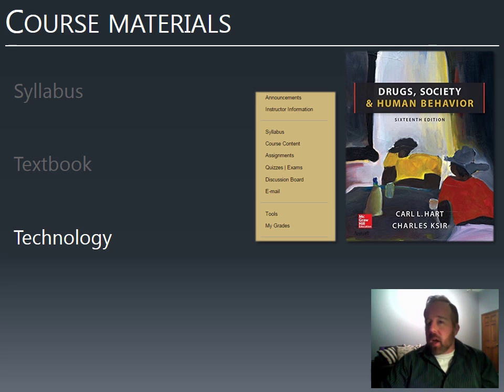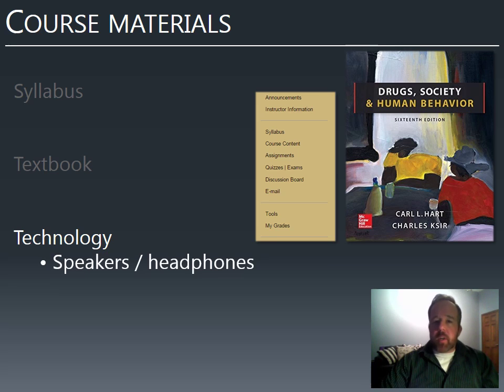Technology. This is an online course. There are some technological requirements for you to succeed in the course. First, you'll need speakers or headphones. Presumably, you're using those already if you're watching this. Most computers come with at least internal speakers, if not external speakers, and headphones are pretty common. But you'll need those to be able to hear lectures. Lectures will have visual content as well as auditory content. So be sure you can hear me.